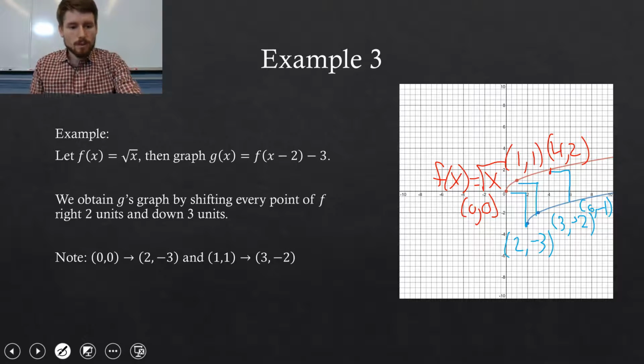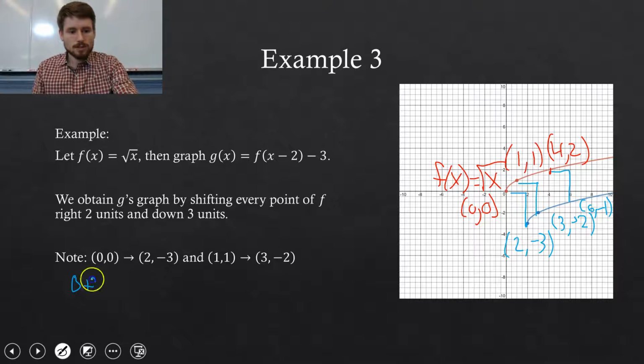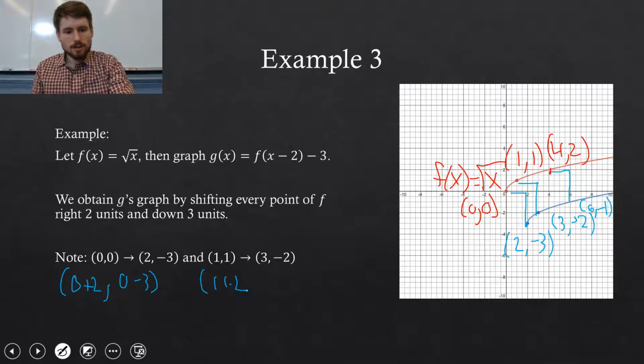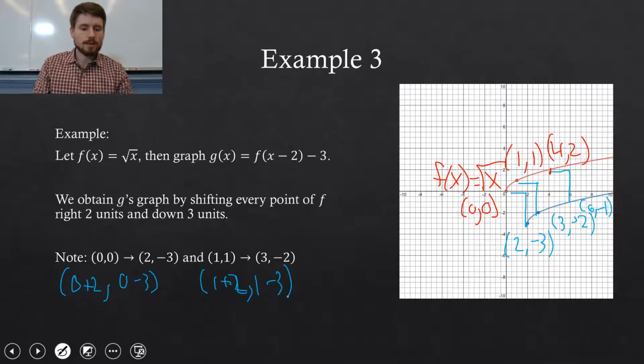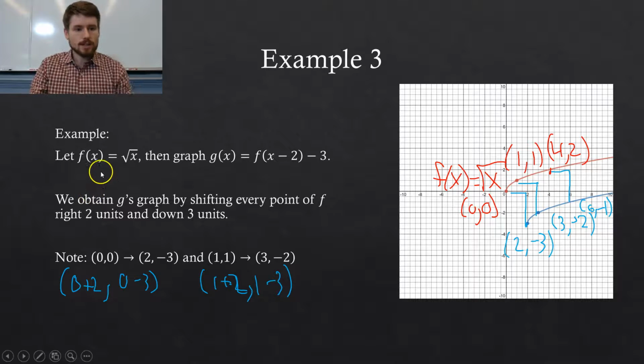So what we're doing, again, is adding 2 to the x coordinates. So 0 plus 2. And then we're taking away 3 from the y coordinates, 0 minus 3, and that's how you get (2, -3). 1 plus 2, and 1 minus 3. That's how you get the new location for that point. All right? Okay, so that's a translation.